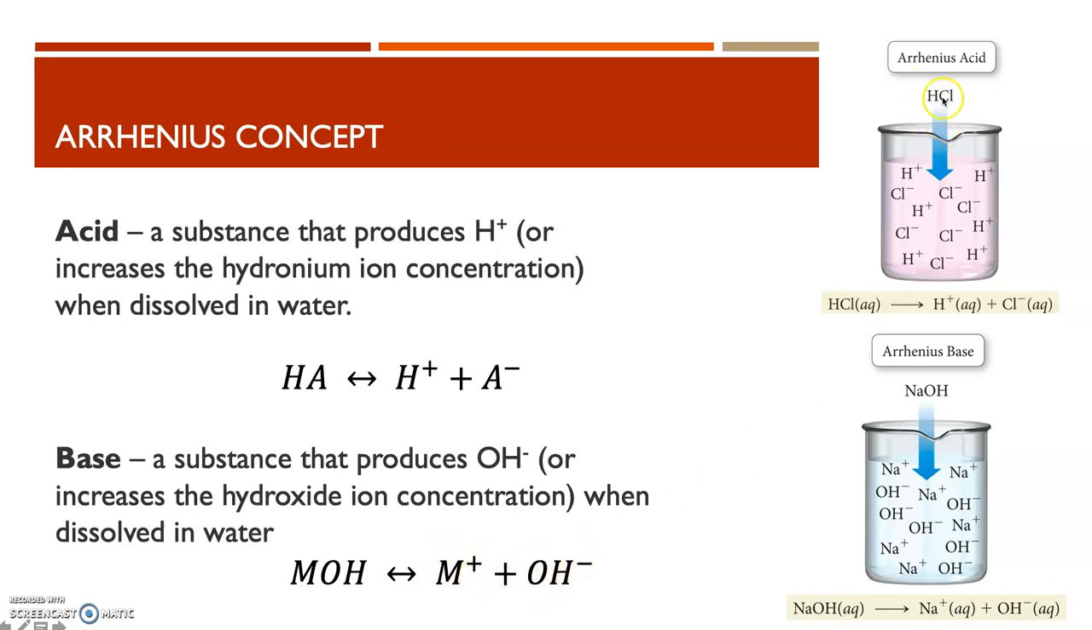So one example is HCl. If I put HCl into water, then it's going to dissociate into hydrogen and chloride and increase the hydrogen ion concentration. An Arrhenius base is something like an ionic solid, like NaOH, that when you dissolve it into water, it separates into sodium ions and hydroxide ions.